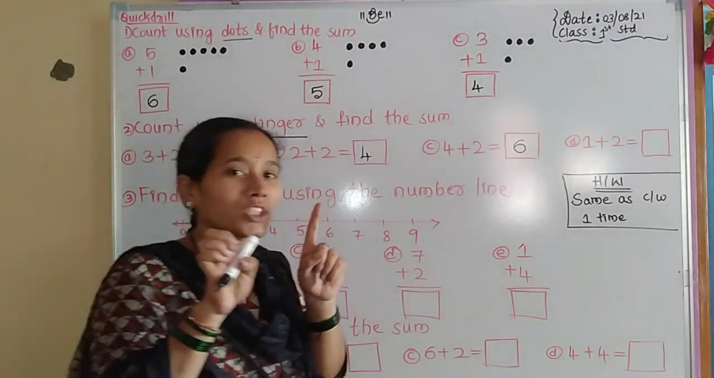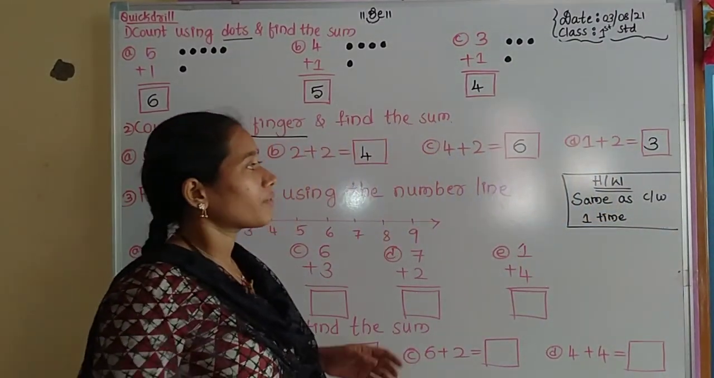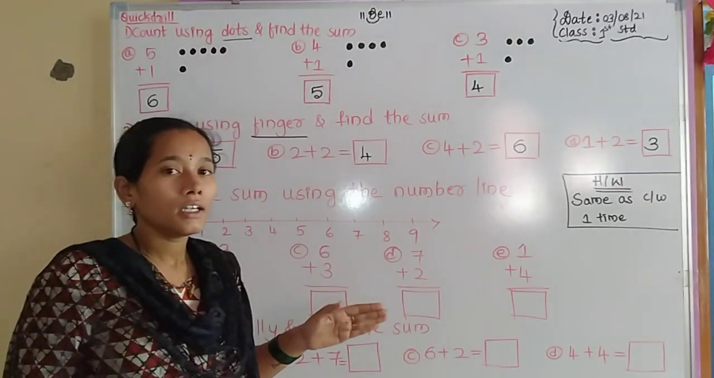Very good. 1, 2, 3. So write the answer here. So 1 plus 2 is equal to 3. It is a very important method. Which is that one? Using the fingers we have to count the numbers.